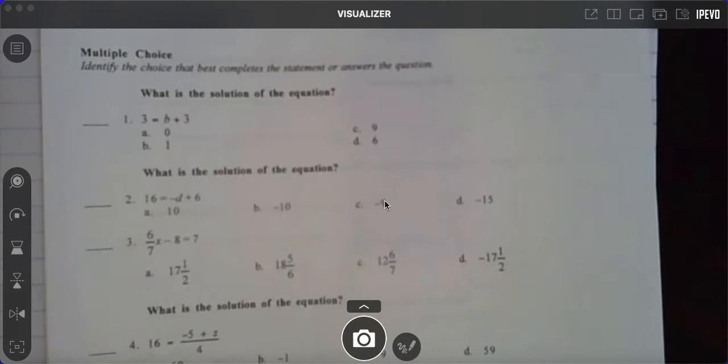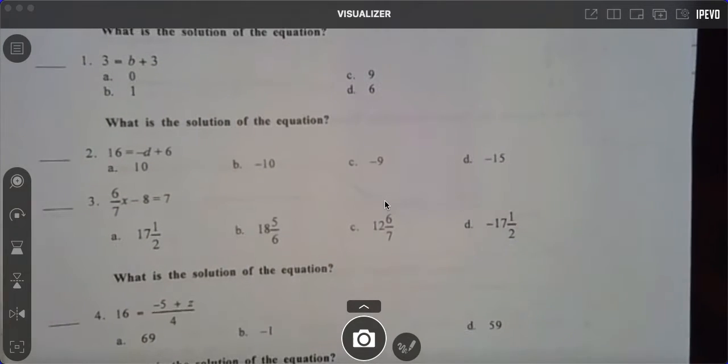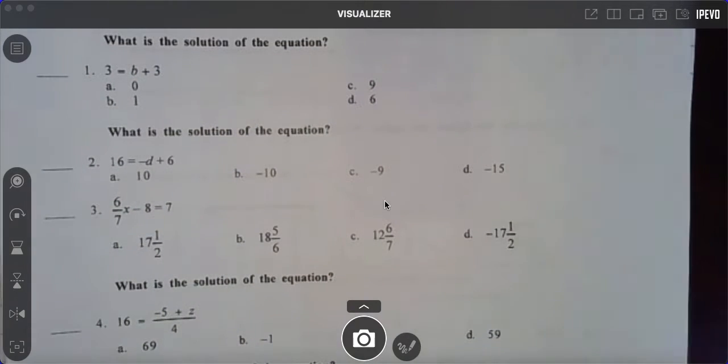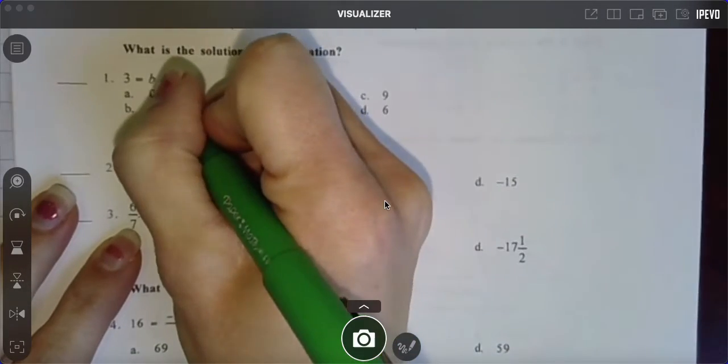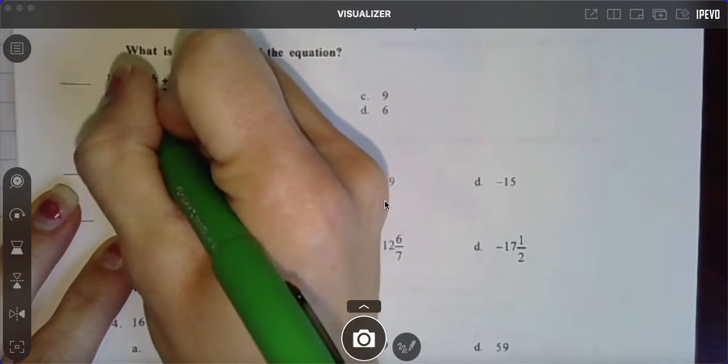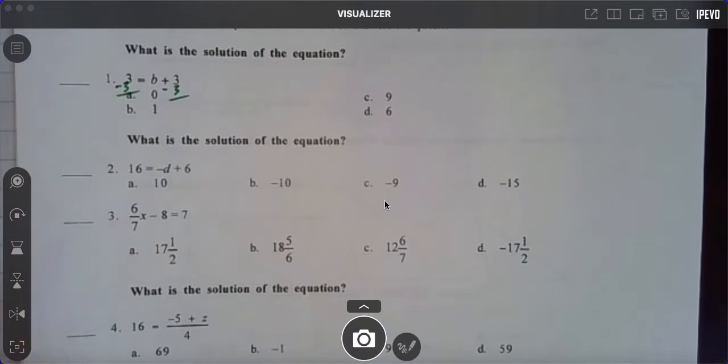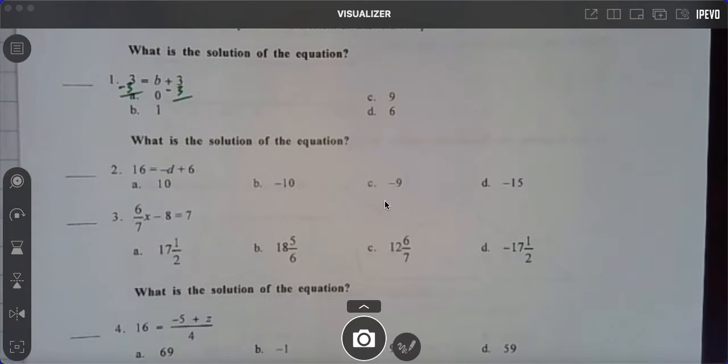Okay, so on this first one, what do you do to solve for B? Yeah, you can think about it. What do I add to 3 to get 3? 0. Or you can solve it like we've learned how to solve. You can subtract 3. And what's 3 minus 3? 0. B is 0. Okay?